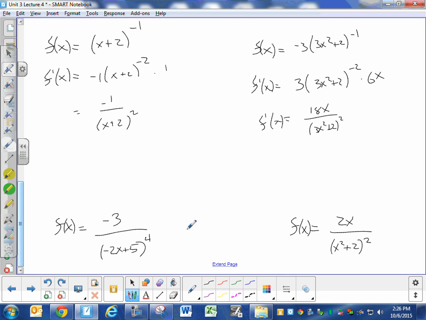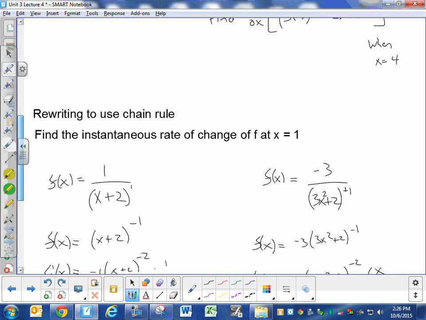So rewriting that, we would get 18x over (3x squared plus 2) squared. Okay. The same process could be done if you have something like this. You can rewrite it as negative 3 times (negative 2x plus 5) to the negative 4th. Use the chain rule. This probably is difficult either way. It could either be a quotient rule because you'll have the 2x, or if you move this up, you'll have a product rule. Okay, but that's it.